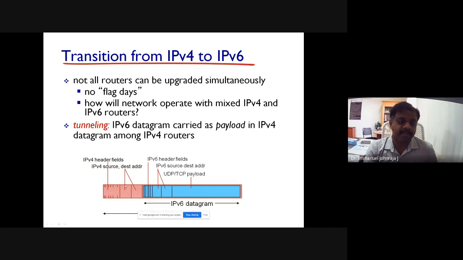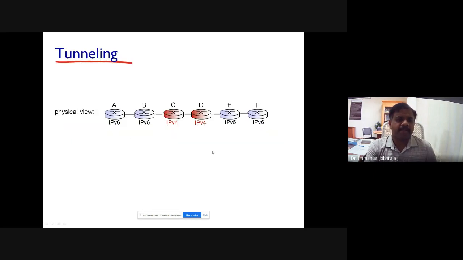Look at this as the lorry, probably pink or orange color, maybe red color. That can be taken as the lorry or the vehicle or the ferry, and this payload, the blue color datagram, can be taken as the car which is traveling on this big vehicle. This is what exactly happens in tunneling.